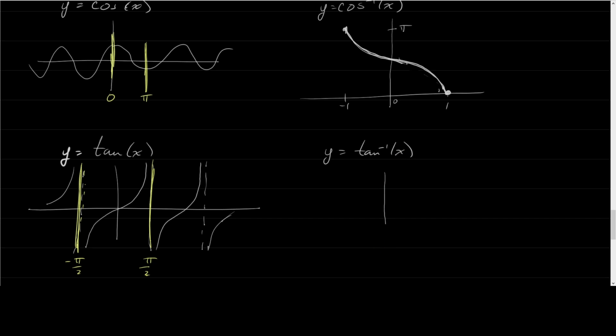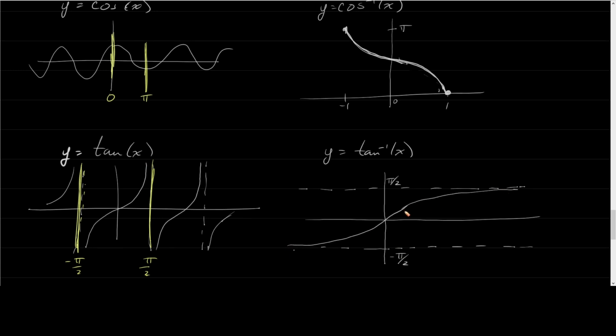And this looks as follows. It has two horizontal asymptotes, one at pi over 2, the other one at negative pi over 2. Notice that they were originally vertical asymptotes, and it looks like this. All right, so that is what tan inverse looks like. And notice that its range is from negative pi over 2 to positive pi over 2. All right, that is the end of 1.5.